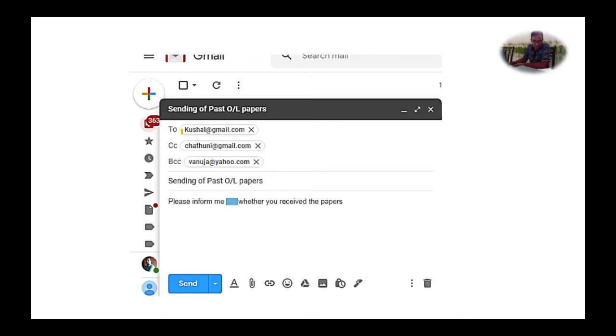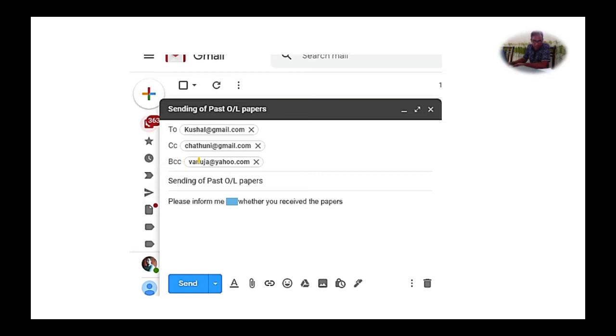But here you have to remember, Kushal and Chatuni do not know that Vanuja got the same email. This is the blind carbon copy. As an example, in a school, a principal wants to send an email to a mother, and that family has two children in that school. So the principal sends the email to these two students as well as to the parent. But these two children do not know that their parent got the same email. The parent is mentioned in BCC. I think now it is clear.